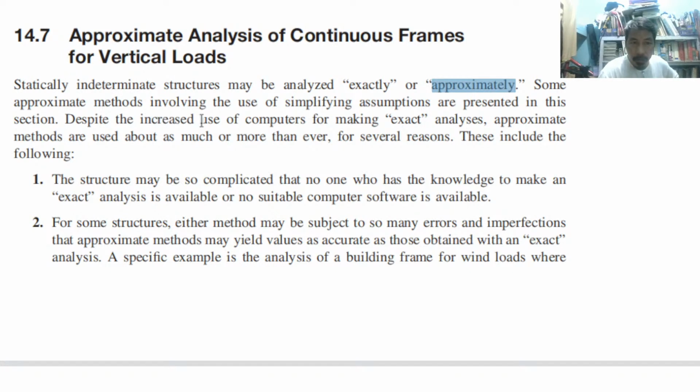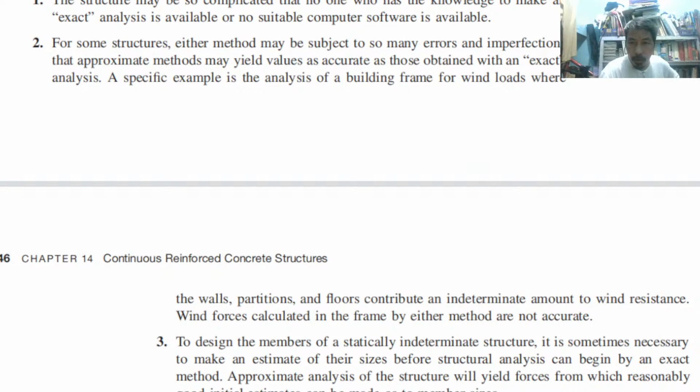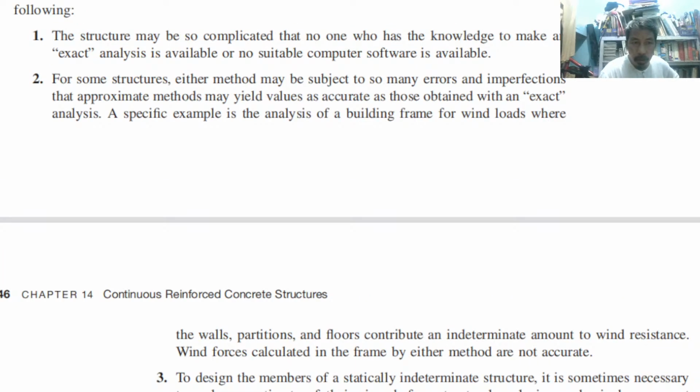Despite the increased use of computers for making exact analysis, approximate methods are used about as much or more than ever for several reasons. For example, the structure may be so complicated that no one who has the knowledge to make an exact analysis is available, or no suitable software is available.